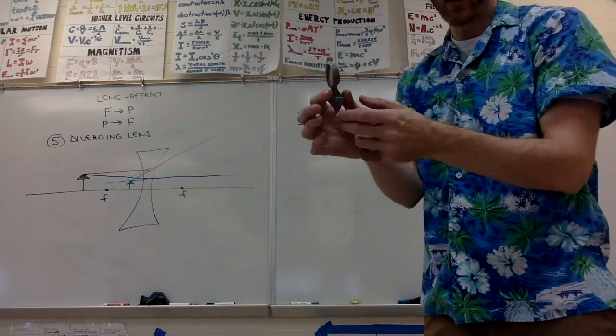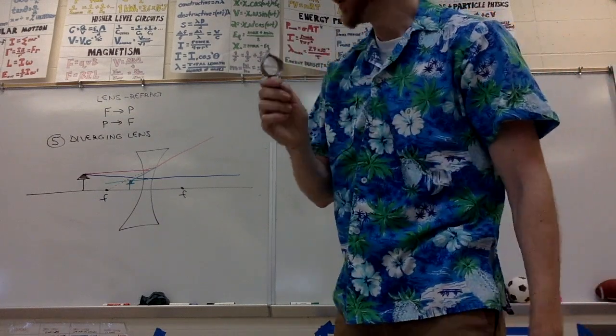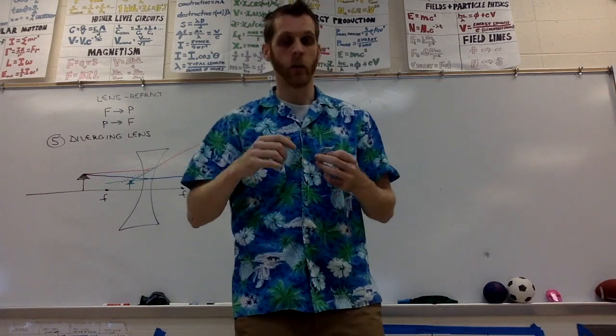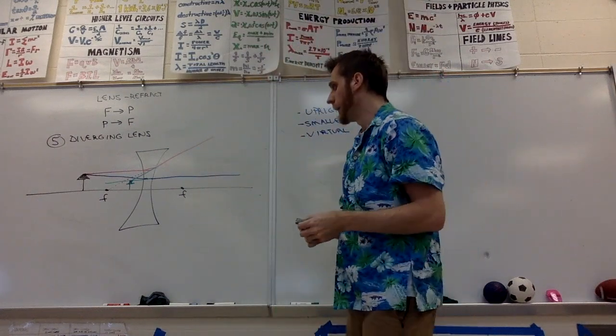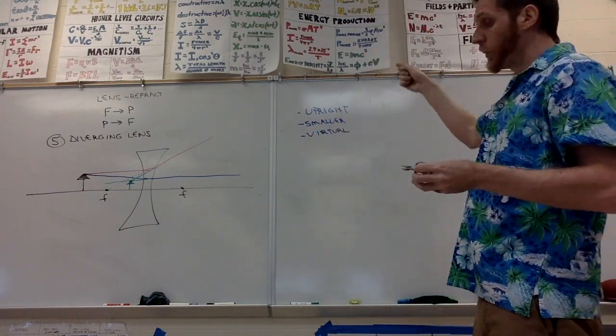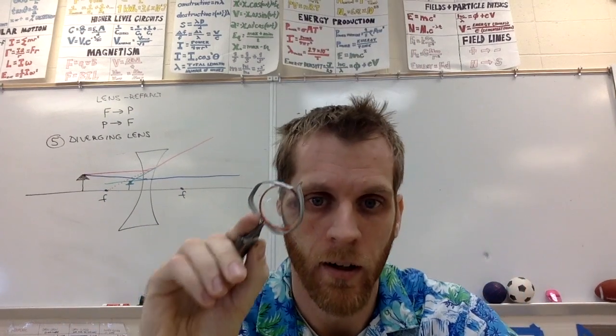So here's a lens that does that. It's kind of small. It's a diverging lens. No matter where you place this, the ray diagram is always going to be the same. Even if we put it inside the focal point, it's going to be the same ray diagram. It's always going to make it upright, smaller, and virtual.